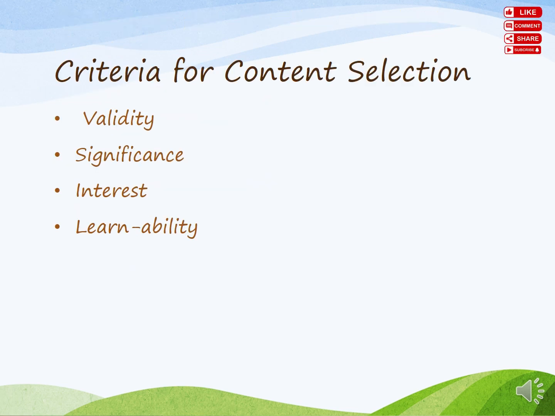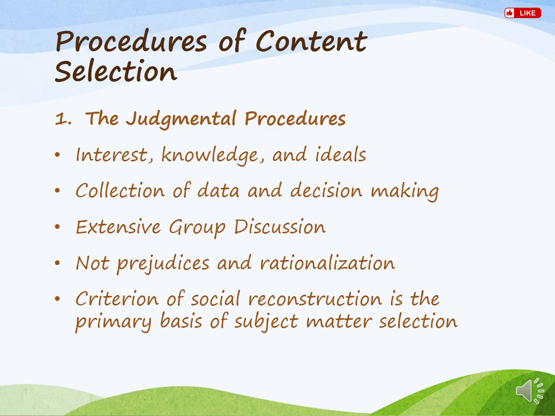Now there are criteria for content selection. The first is validity, second is significance, the third is interest, fourth is learnability. These are the criteria for content selection, like how valid they are, what their importance is, and whether it is interesting, or next is learnability. Now, there are procedures of content selection.